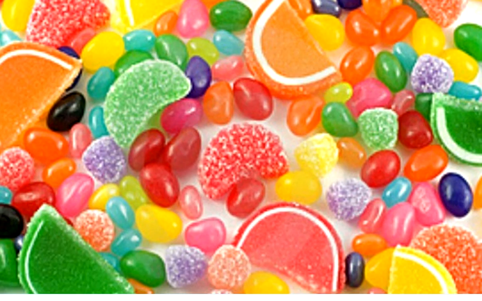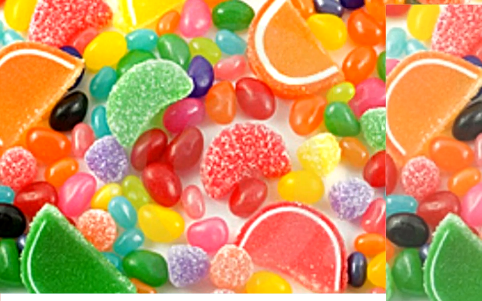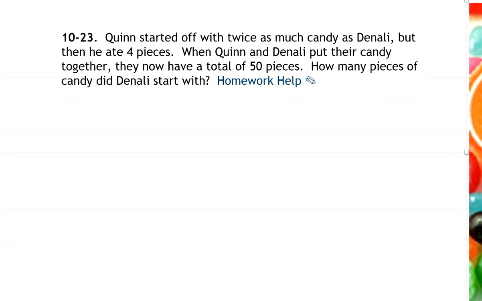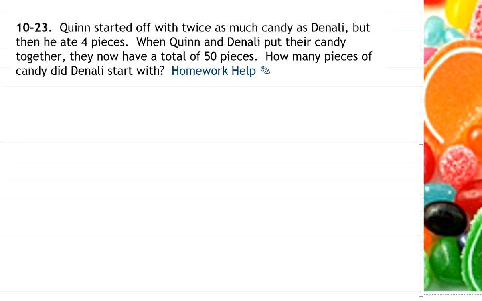Okay, I think we're on to the final question in this problem set, and it involves candy. It reads, Quinn started off with twice as much candy as Denali, the great one, Denali, but he ate four pieces. I want to start trying to process that right now. Let's see. Quinn started off with twice as much candy as that.